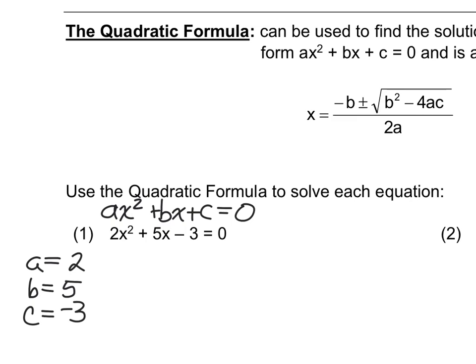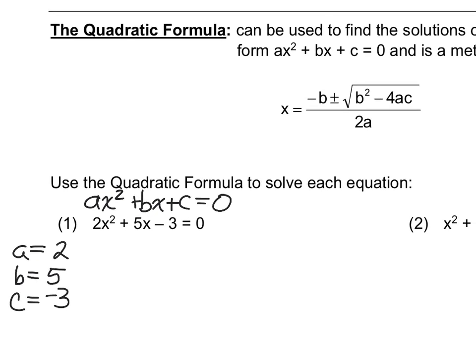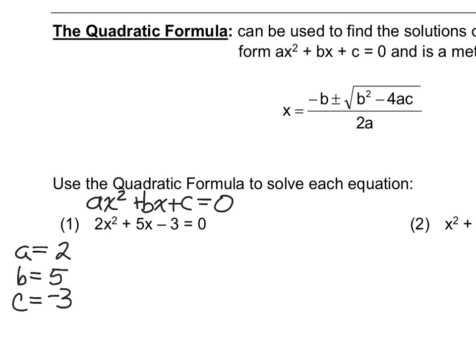All right. So what we want to do is plug that information into that quadratic formula. So everywhere there's an a, we're going to replace it with a 2. Everywhere there's a b, we're going to replace it with a 5. And everywhere there's a c, we're going to replace it with a negative 3. All right. So x would be equal to, and what I'm going to do is I'm just going to rewrite the formula with open parentheses everywhere there's a letter.